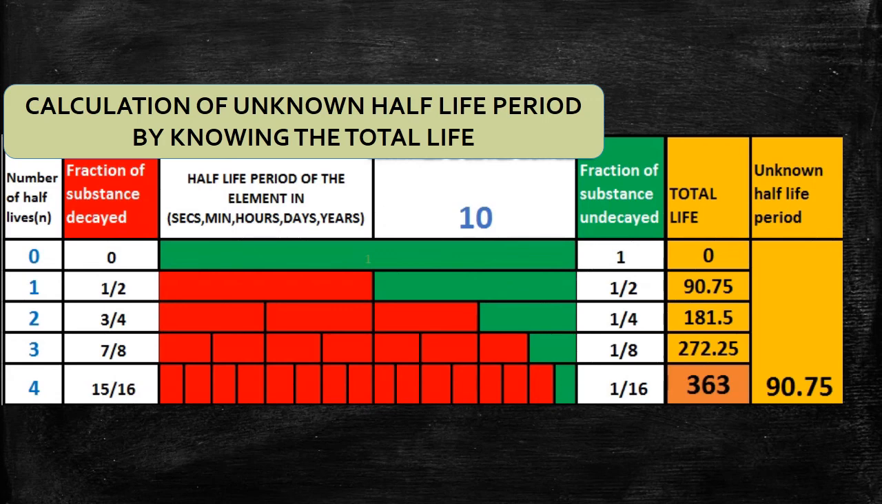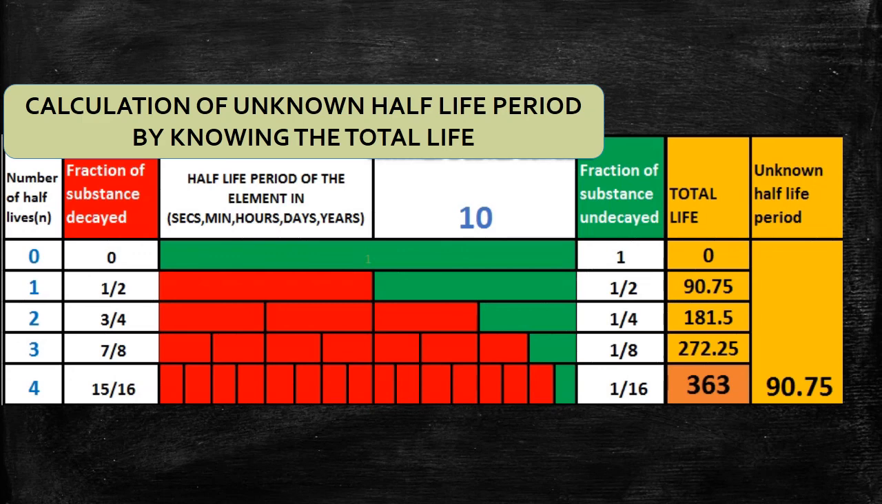Let me make some other change here. Okay, if you alter the value here, for example, 363 is the total lifetime for the radioactive element, and it decays 15 by 16th of the amount. For that, what will be the time taken for half-life? Look at that. The time taken for half of the element to decay, that is, the half-life period, is 90.75 days or minutes or seconds.